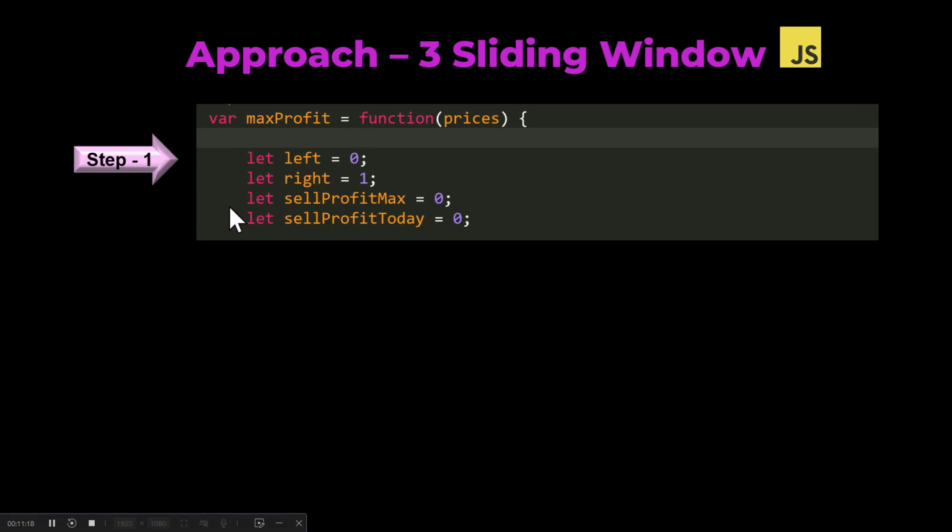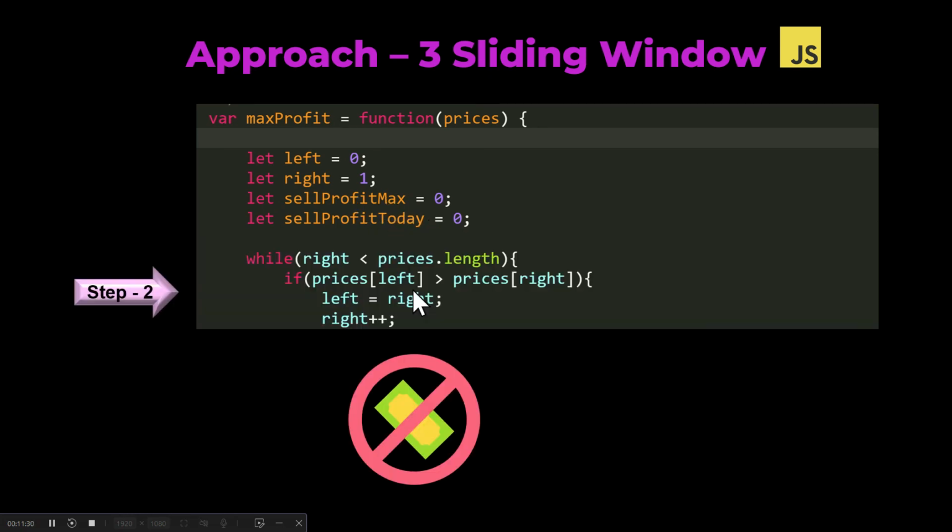So these are all the variables. The left and right are for the window, sell profit max, sell profit today. This is to keep track of the current profit. This is for the max profit. So we check, as long as right is less than the prices.length, we will keep doing it. Inside it, in step 2, we check if the price at the left index is greater than the price at the right. In that case, we move the window, left becomes right, and then we will increment the right.